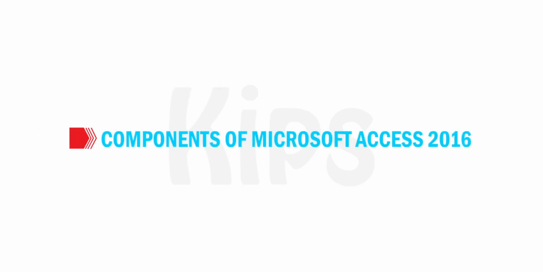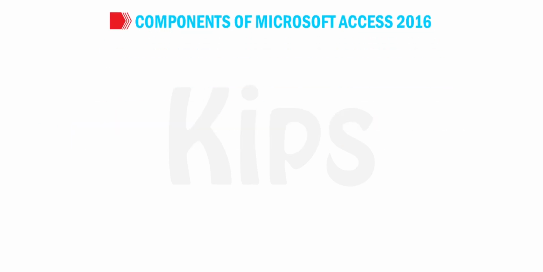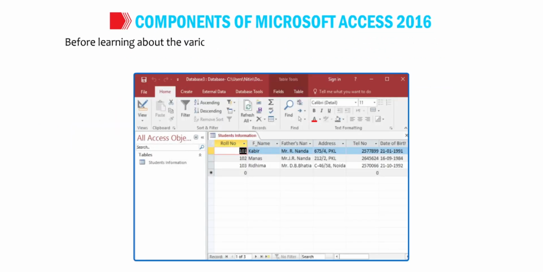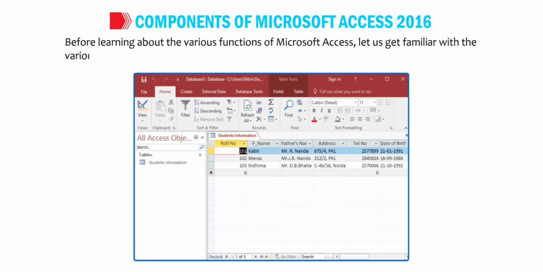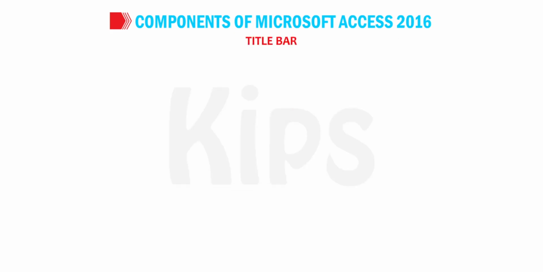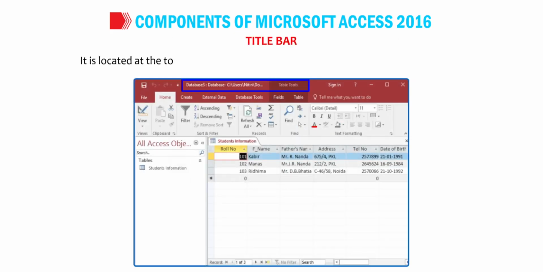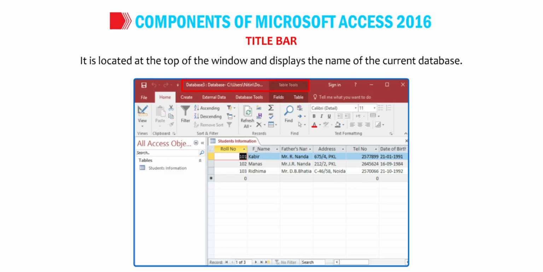Students, let us talk about components of a Microsoft Access 2016. Before learning about the various functions of Microsoft Access, let us get familiar with the various components of Microsoft Access window. Title bar. It is located at the top of the window and displays the name of the current database.